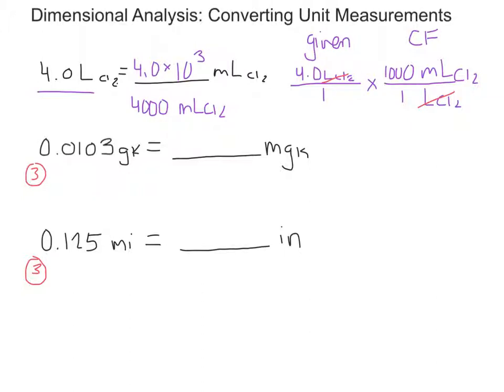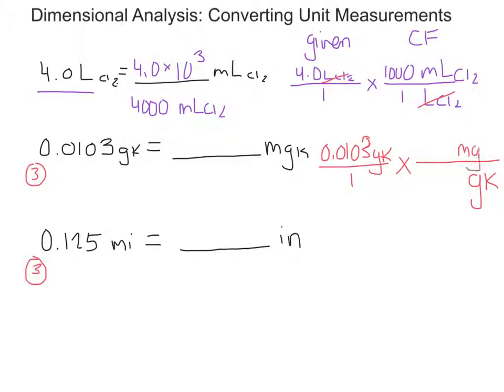So we have 0.0103 grams of potassium, so K is potassium. It's kind of difficult to write on here, so bear with me, please. We need to get rid of grams, so we're going to put grams of potassium on the bottom. And we need to convert to milligrams, which is pretty simple to do.